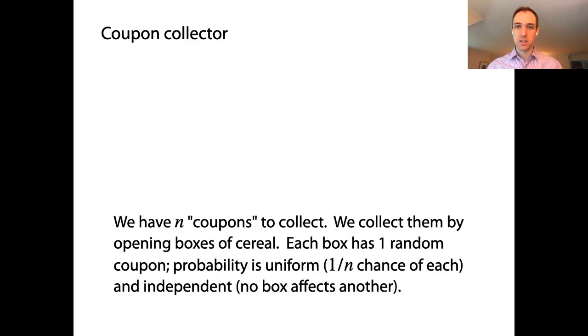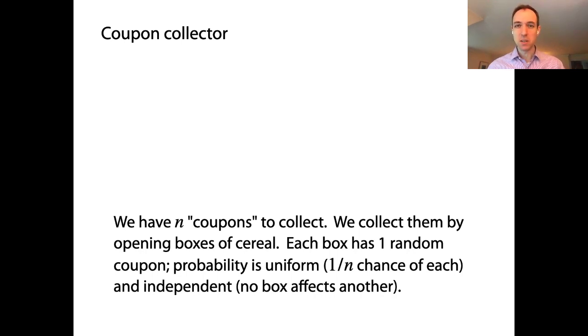Okay, so the scenario is this. We have to collect n coupons. The way we do this is through a random process. So we open a box of cereal. The box of cereal has a coupon in it. The coupon is random. It's one of the n coupons chosen uniformly randomly. And this process is independent in that each new box is an independent draw to see which of the n coupons I get. The analogy is something like prizes in cereal boxes.